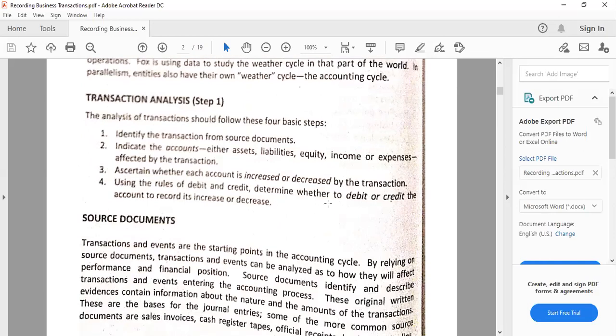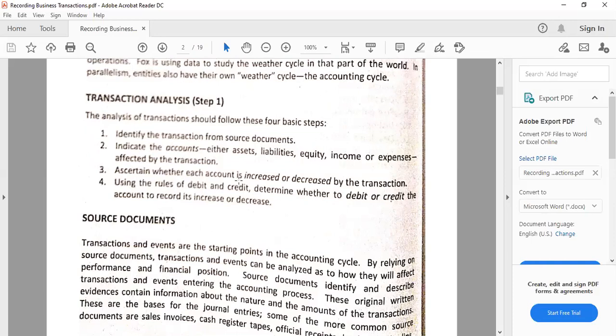Then what would be the debit? I've said already, for example, in the collection, that's going to be a debit to cash or cash in bank if that is really deposited to our bank account, and credit, for example, accounts receivable if this is collection of a customer's account. All right, so that is transaction analysis step one.